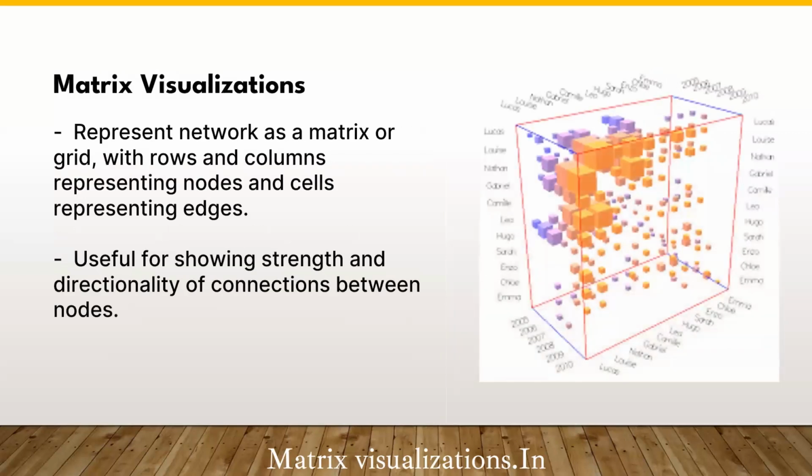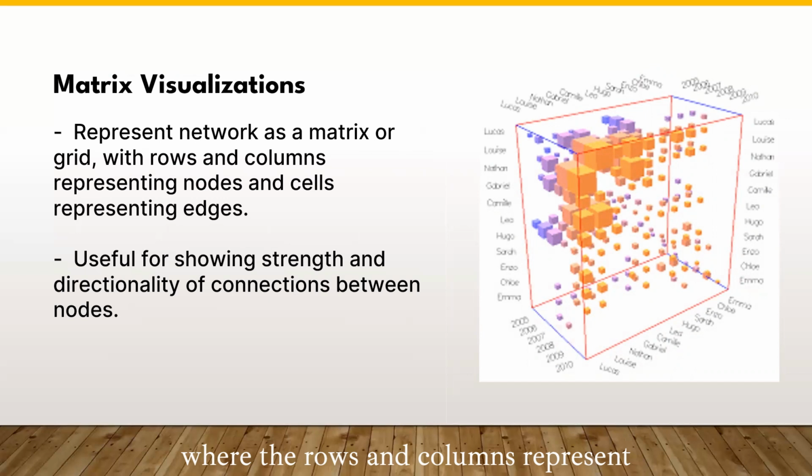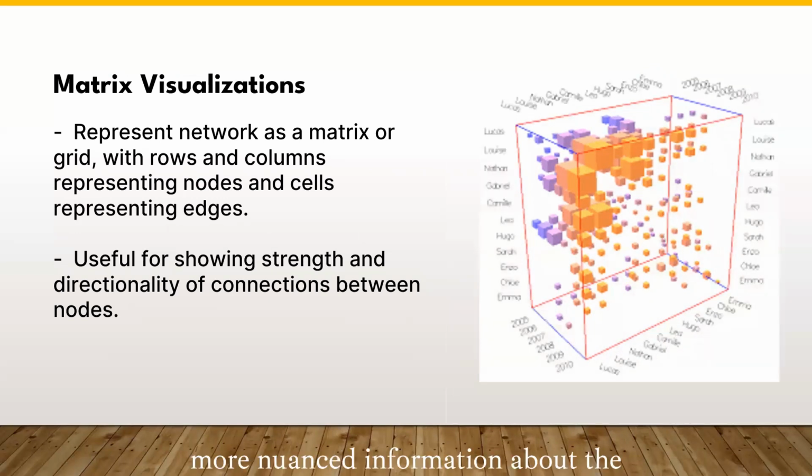Matrix visualizations. In matrix visualizations, the network is represented as a matrix or grid, where the rows and columns represent nodes and the cells represent the edges between them. Matrix visualizations are useful for showing the strength and directionality of connections between nodes, but can be limited in their ability to convey more nuanced information about the network structure.